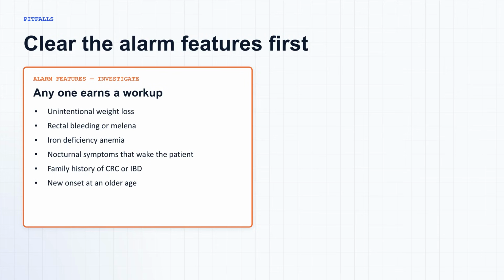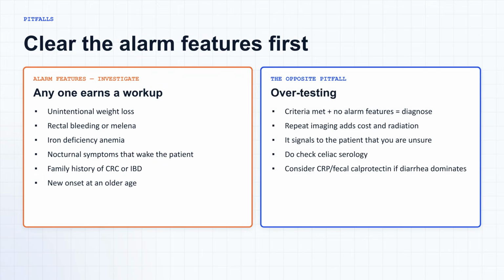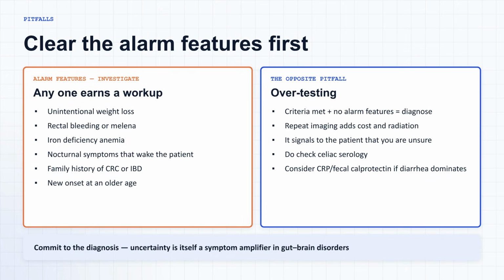But the common pitfall runs the other way too. Ordering scan after scan in a patient who already meets criteria and has no alarm features adds cost, adds radiation, and tells the patient you are not sure. Commit to the diagnosis and document your reasoning. A clear note protects the next clinician from starting the whole workup over again.